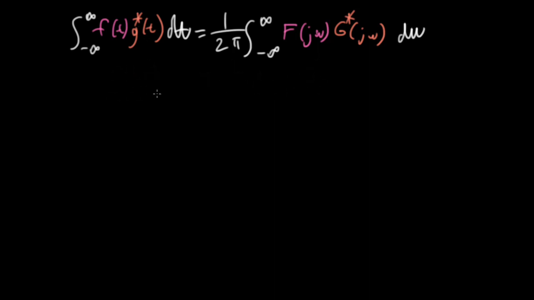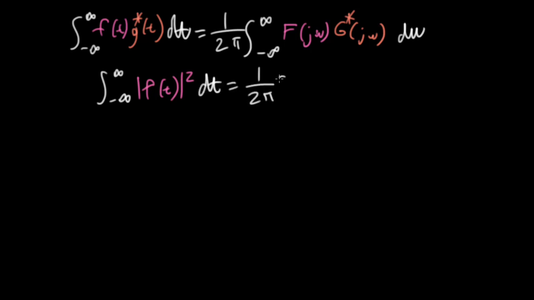Now, we have a special case where f and g are the same function, and then we can write the integral over time of magnitude of f squared, dt, is equal to 1 over 2 pi times the integral of magnitude capital F squared in the Fourier domain, d omega.